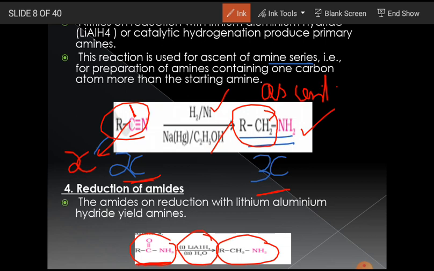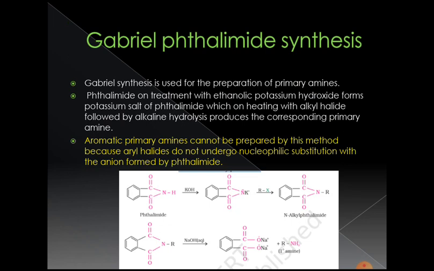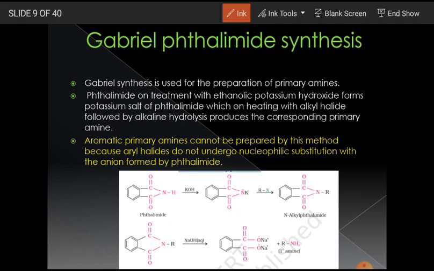But we have another method that is known as Hofmann bromamide degradation. There this CO group will be removed. So that is a descent of series. Let us learn about that now. Before that, we have Gabriel phthalimide synthesis. Now what is happening in Gabriel phthalimide synthesis? This is used for the preparation of primary amines.